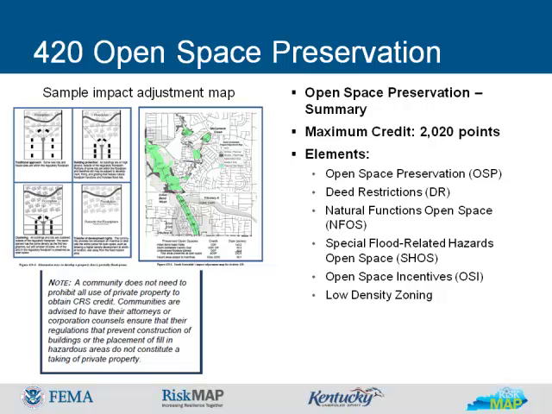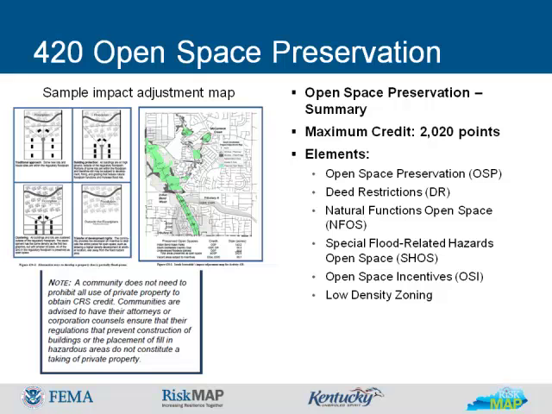This element provides additional credit for areas of the regulatory floodplain that have the assurance that the parcel will always remain open, a deed restriction. Additional points of extra credit for open space preservation credited parcels that are preserved in or restored to their natural state are given for natural functions of open space.